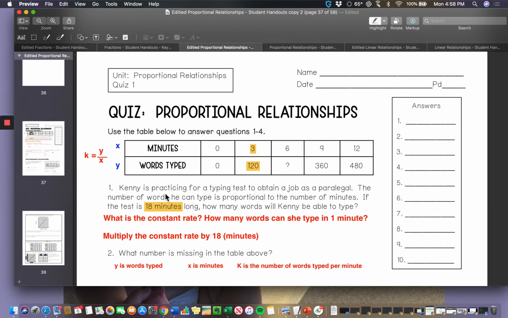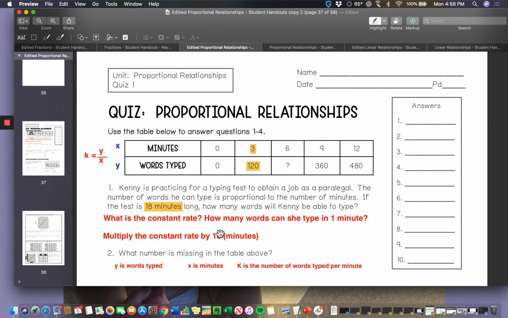Number 1 says, Kenny is practicing a typing test to obtain a job as a paralegal. The number of words he can type is proportional to the number of minutes. If the test is 18 minutes long, how many words will Kenny be able to type? Basically, the first thing you have to figure out is the constant rate at which he is typing. How many words is he typing for every minute? So, you really need to figure out what K is.